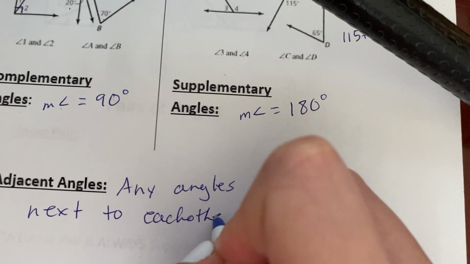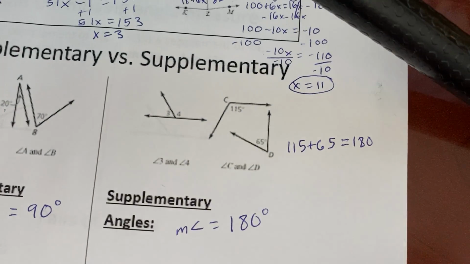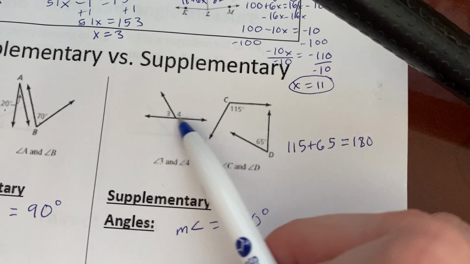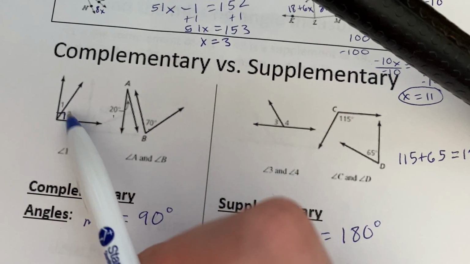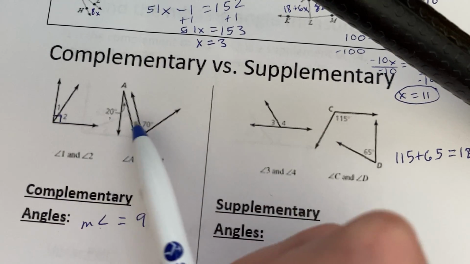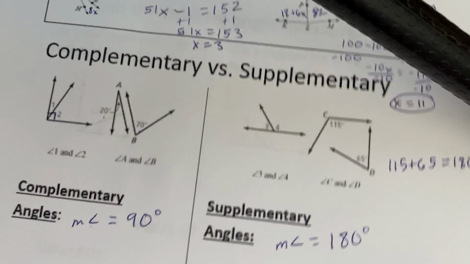So for example, we're looking back at these. Angles 3 and 4 are considered adjacent angles, versus these, which are non-adjacent. They're not touching each other. Same thing over here. Angles 1 and 2 are considered adjacent angles, versus these, which are not adjacent.